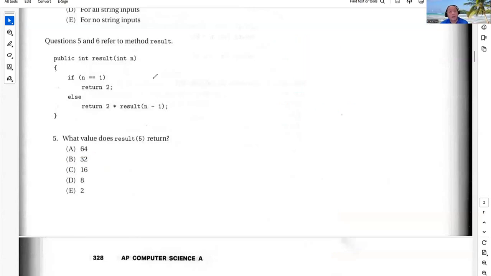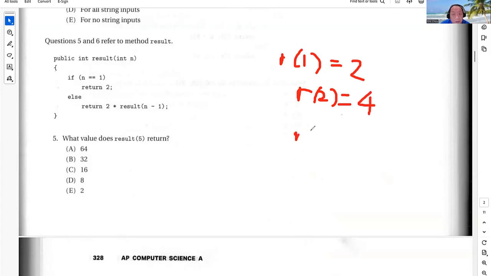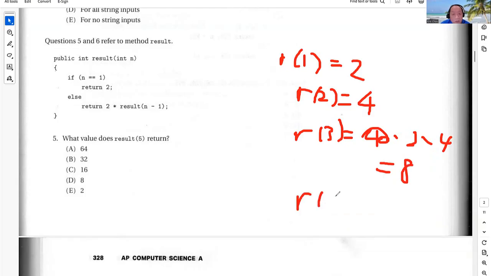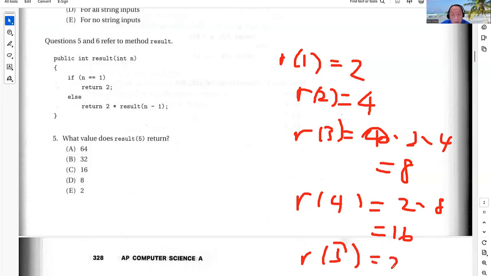Now, if you do bottom up, recursive of 1, you got 2. Recursive of 2, you got 2 times 1, 2 times 2, you got 4. Recursive of 3, you got 2 times 4, you got 8. Recursive of 4, you got 2 times 8, you got 16. Recursive of 5, you got 2 times 16, got 32.